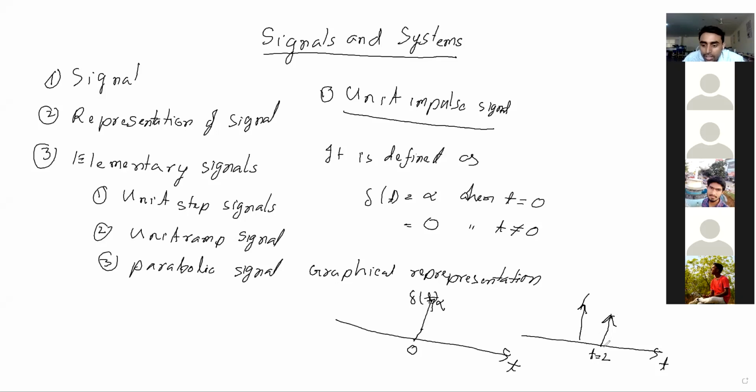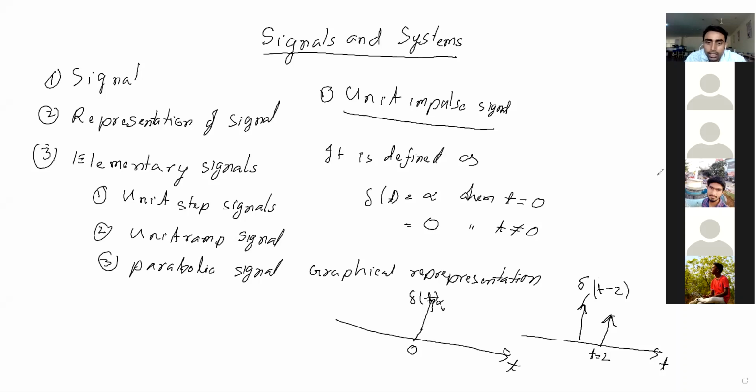So the impulse is at t equal to 2. This is the representation. Here del t will be written as del of t minus 2. Just remember these things. At t equal to 2 we have the spike. Here this arrow shows that the amplitude is infinity.